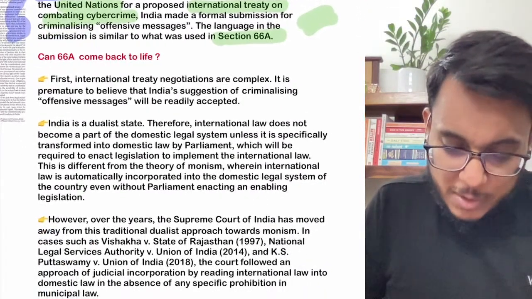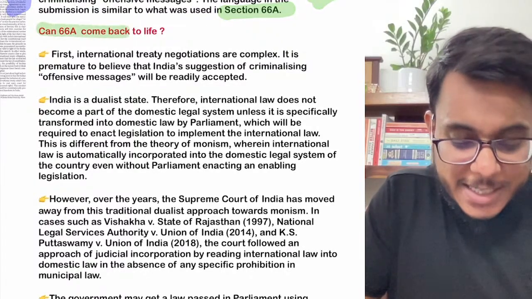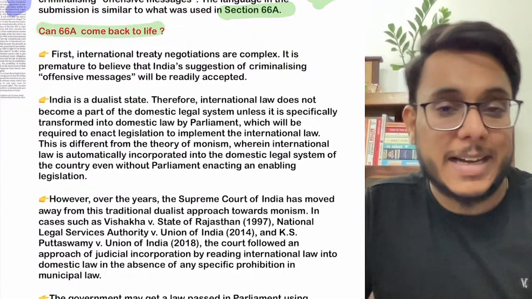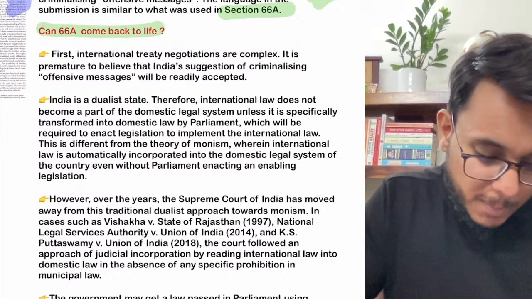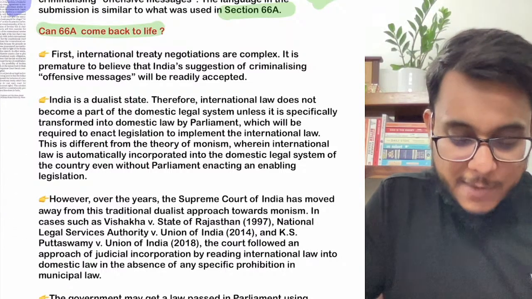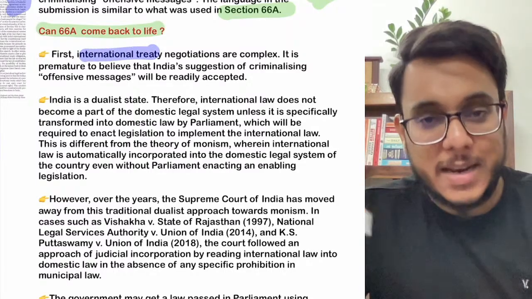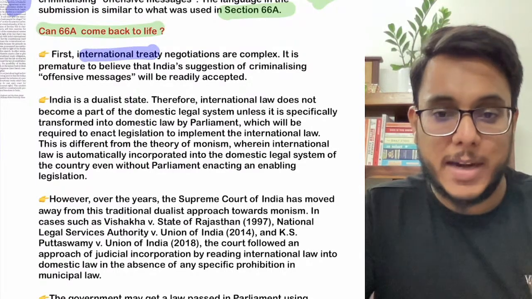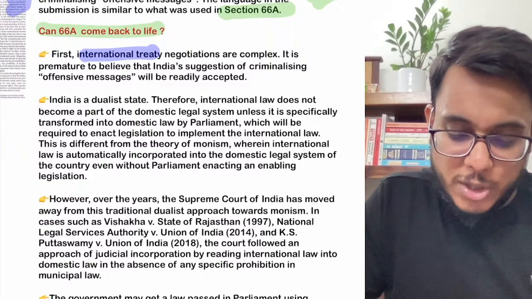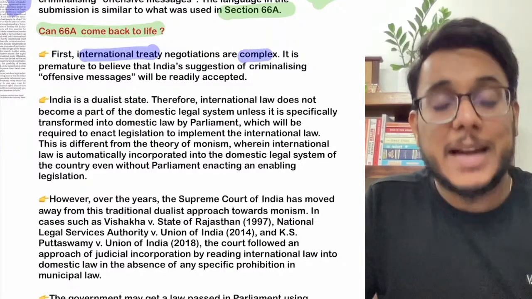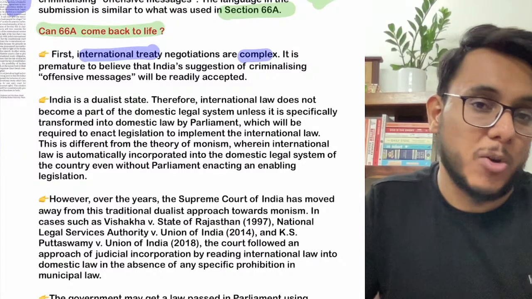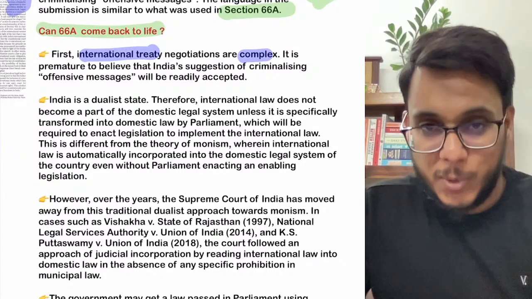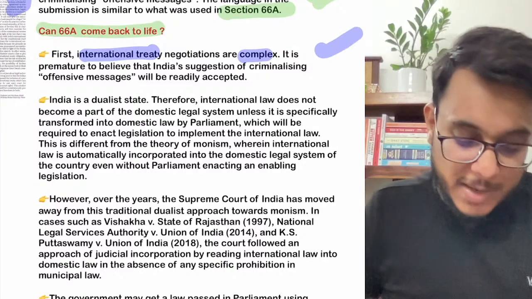Now guys, there are certain questions: can Section 66A come back to life in this particular way? So we are going to analyze it. Now, number one, it has been said that no. First of all, as we are trying to bring it into international law, international negotiations are very complex. And in this context, countries such as the UK have already said that they are not going to accept this particular provision. So it might not get passed there.